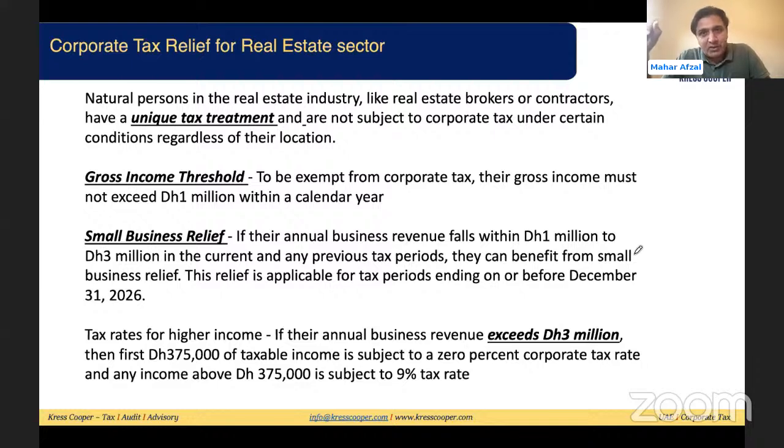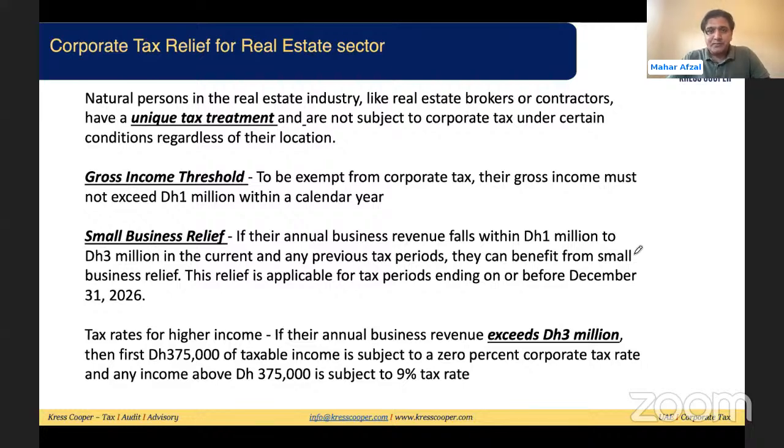We have discussed individuals. These are the resident individuals who are doing the business. It doesn't matter where they are in the world, they are doing the business in the UAE. These are the natural persons. Natural persons up to 1 million are not subject to corporate tax. Between 1 million and 3 million, natural resident persons can opt for the small business relief. If the income is more than 3 million, they will be subject to corporate tax. Natural persons doing business in the UAE can opt for small business relief.